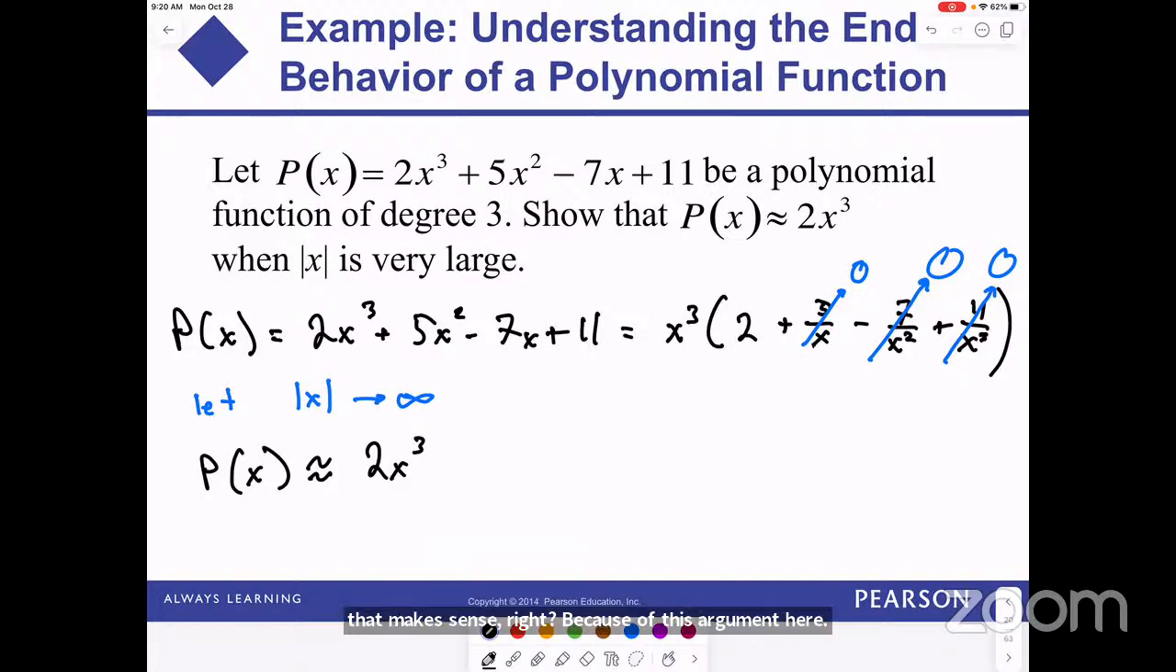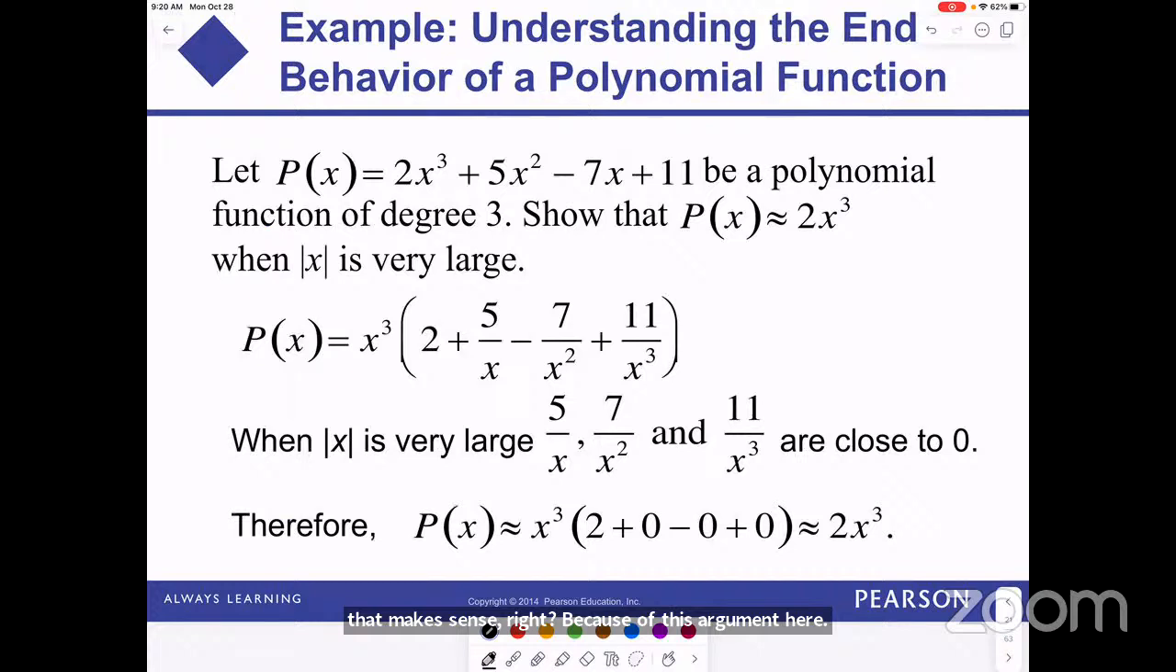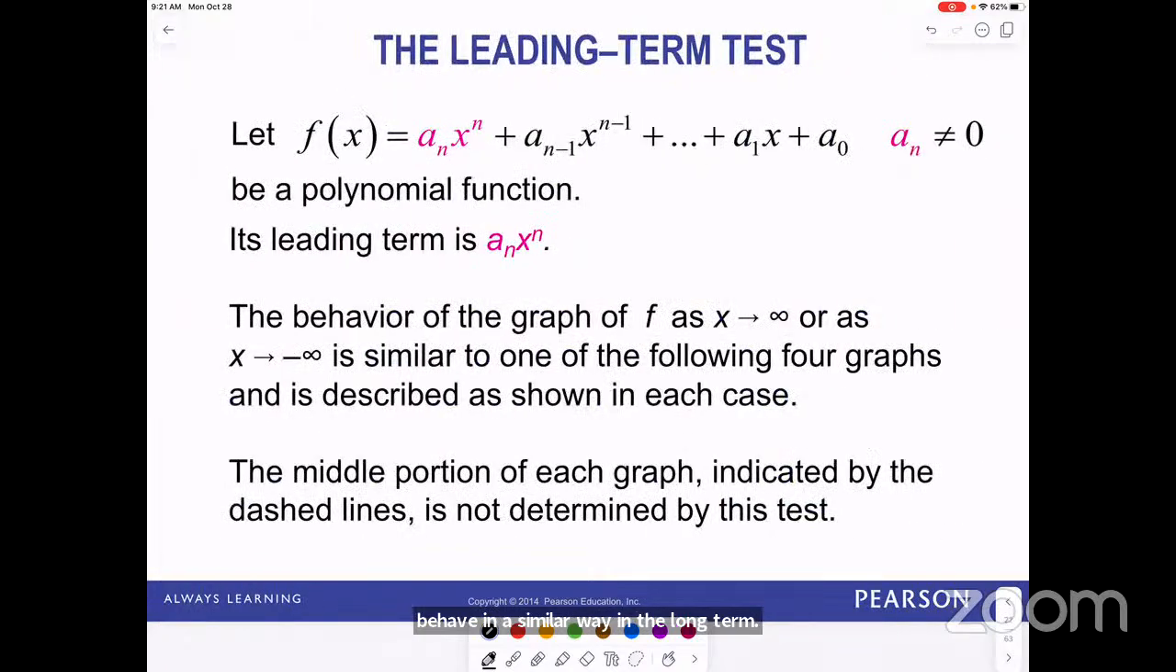Okay, so this was us just kind of doing it ourselves, and then here's a typed version of what we just experienced. So if we start with the polynomial, when the absolute value of x is very large, those terms tend to 0, or they get really close to 0. So then our polynomial is approximately equal to the power function 2x to the third, right? And again, in the previous 4 cases, we saw how that power function is going to behave in the long term. And so our claim is that our polynomial is going to behave in a similar way in the long term. And again, that leads us into what's called the leading term test.